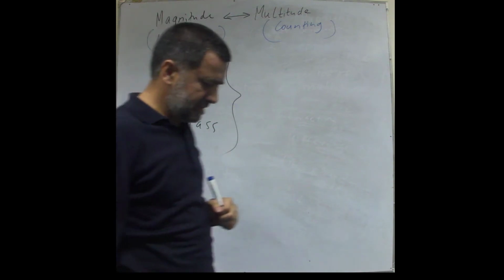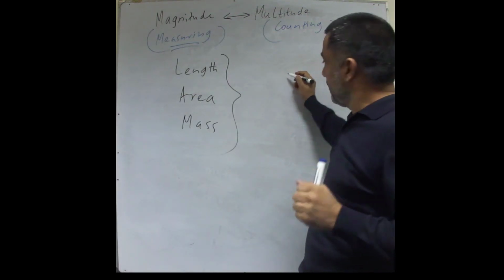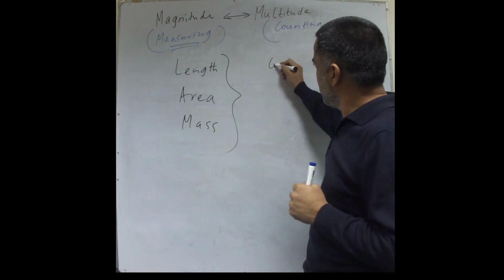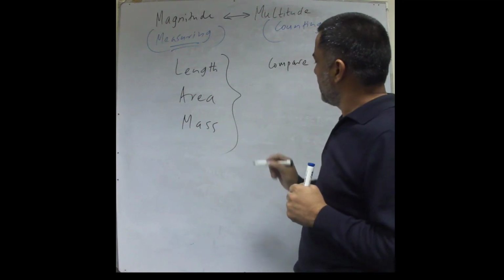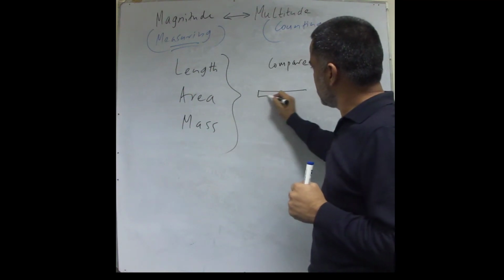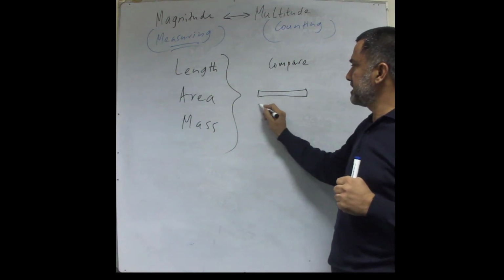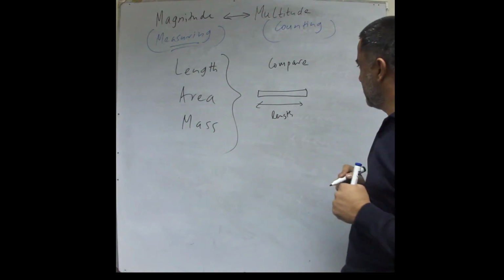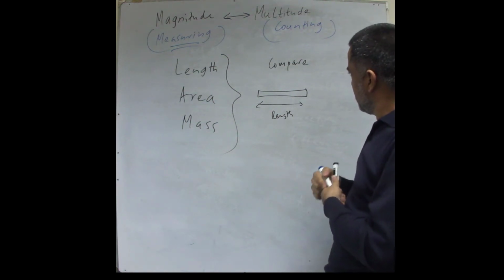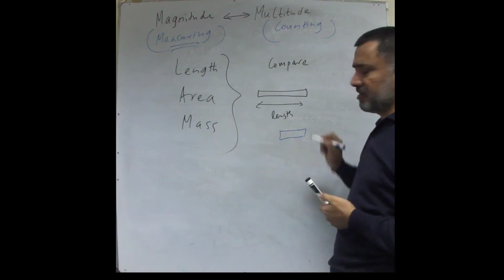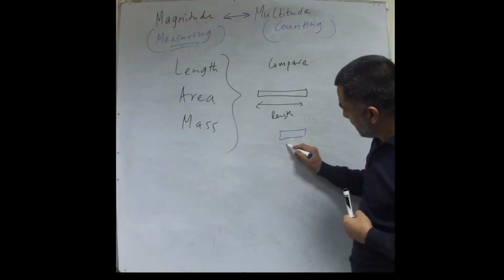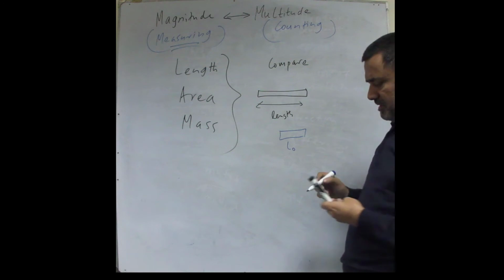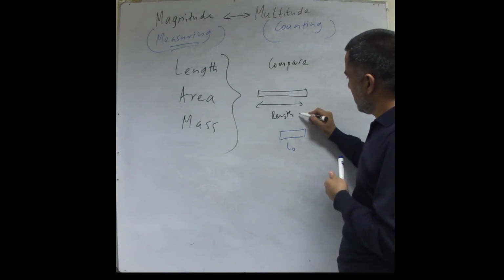So when you want to measure these quantities, you have to agree on a standard magnitude. Let's say this is an object and you want to find its length. Let's call it length. And you have a standard object, and you know its length. So let's call this L0 for standard and let's call this simply L.